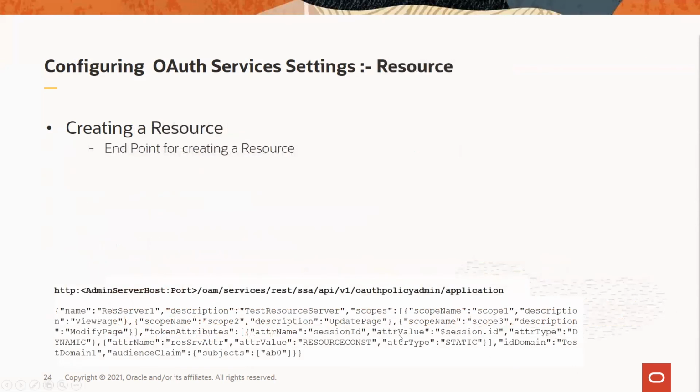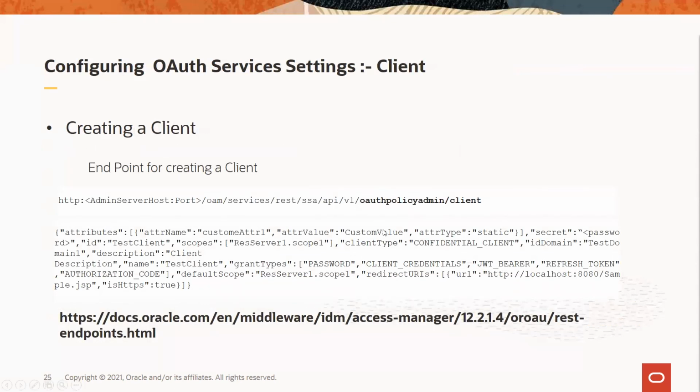Similarly, when you create a resource, this is a REST API example of how you create a resource. Similarly, when you create a client, how do you create a client and associate it with your identity domain, the type of the client, and what the scopes are, you need to specify those things. For more details, you can refer to the documentation link specified here for details about OAuth, OpenID, and the various artifacts of identity domain, resource server, client, and those things.